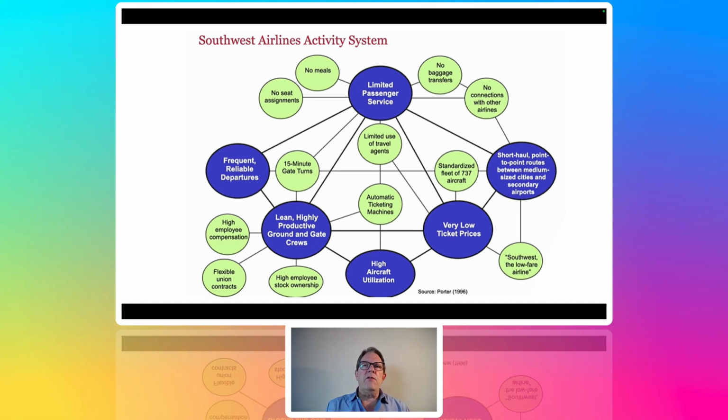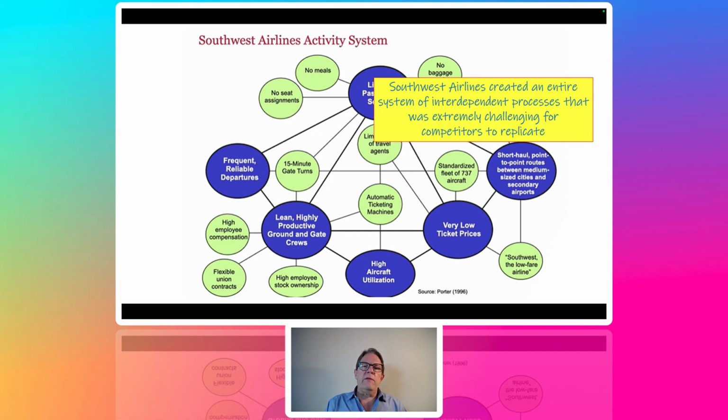You lined up and your seat was dependent on when you got into line. That made it more efficient to load the plane. All the planes were identical, so it was cheaper to maintain them. So it was this whole system that was interdependent and kind of organically grown by the founder and the original business plan. It's very impressive. And they created this whole system of interdependent processes that was almost impossible for competitors to replicate, because it was so different at every stage.